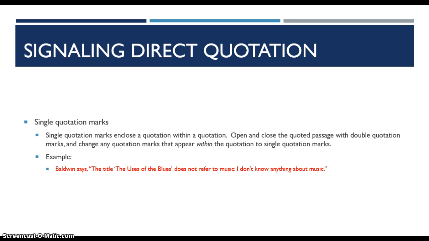You use single quotation marks when you have a quote within a quote. Let's look at the example. Baldwin says, "The title, 'The Uses of the Blues,' does not refer to music. I don't know anything about music." So here we have a quote by this Baldwin person, but he also uses a title inside the quotation. So single quotation marks go inside the double quotation marks.